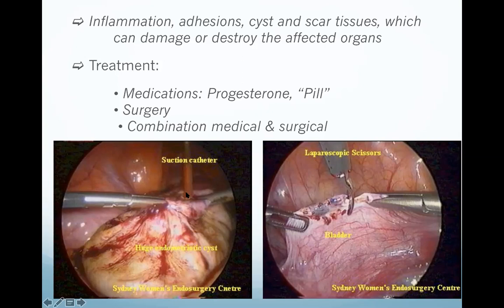Here they're using suction, so like we had one of those chocolate cysts, they can suction it out. Here they're suctioning out some of the endometriotic tissue. So it says a huge endometriotic cyst. So this would be fluid contained within here.